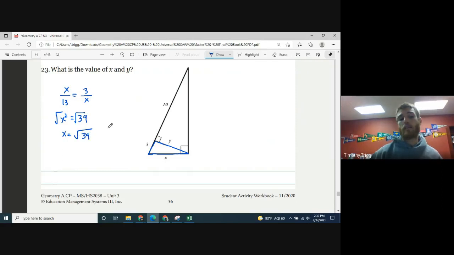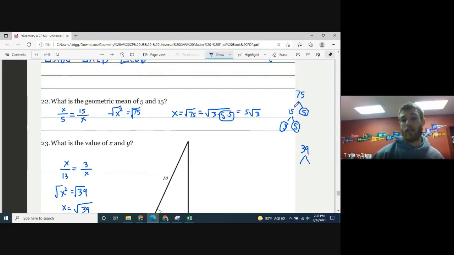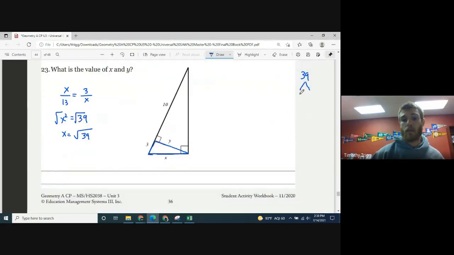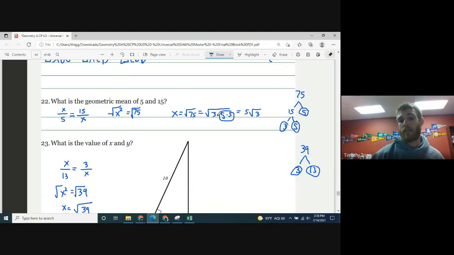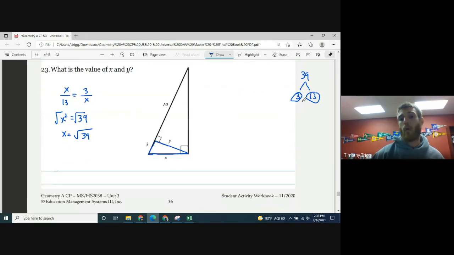Now we can try to simplify that, maybe off to the side, 39. But this one doesn't simplify like the other one did, like 75 did. This one doesn't simplify because when we break this down, 3 and 13, these are both prime, so they don't break down anymore. And you won't have any doubles here, so it won't simplify. The 75 did have a double 5, and so that's why it simplified, but this one won't have any prime doubles. So we'll leave it just like that.